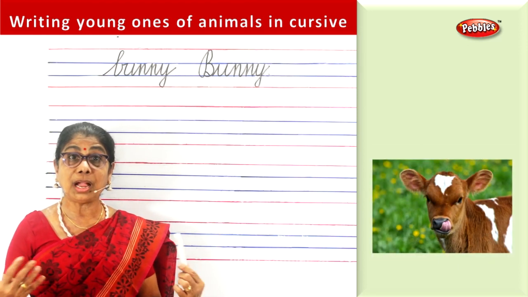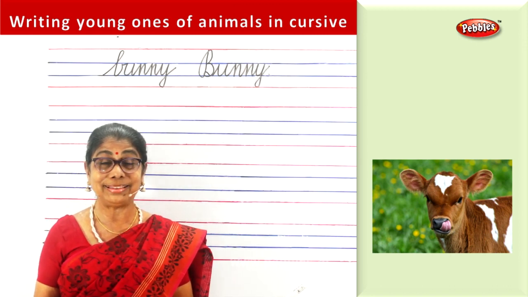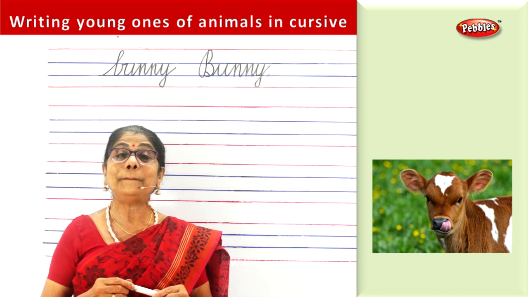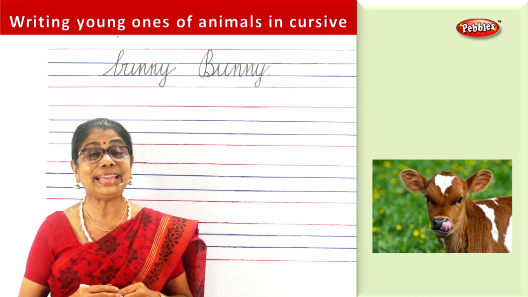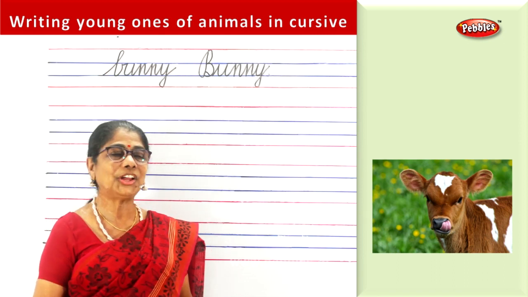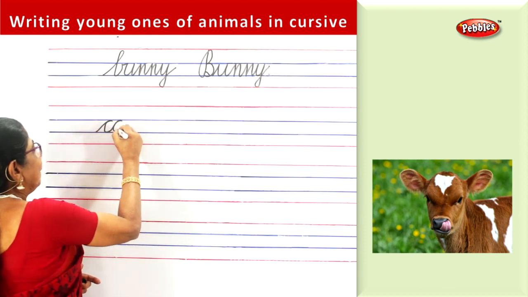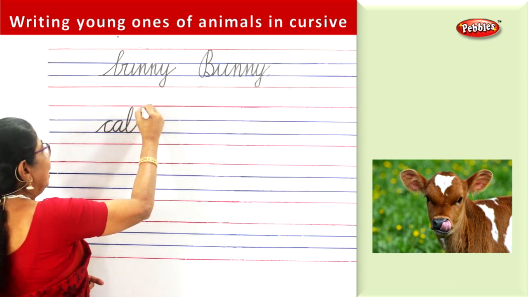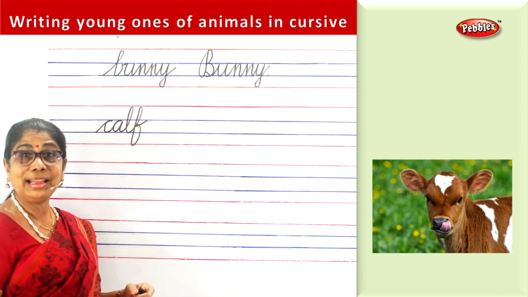Now, cow. Cow gives us milk. The baby cow is called calf. Baby cow is called a calf. Spell C-A-L-F. Calf. C-A-L-F. Calf. The baby of a cow.